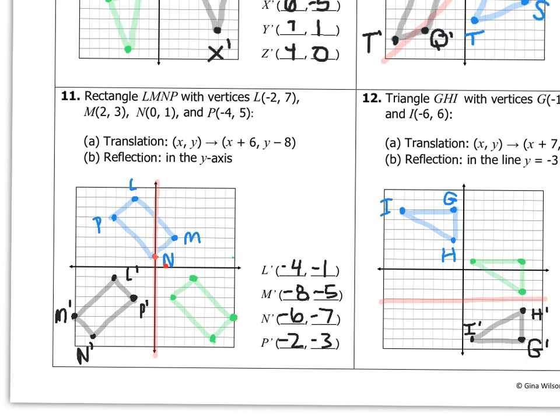here in blue, you translate it first. So I'm going to move it 6 units to the right. 1, 2, 3, 4, 5, 6. And then 8 units down. 1, 2, 3, 4, 5, 6, 7, 8. That's going to be my new L.